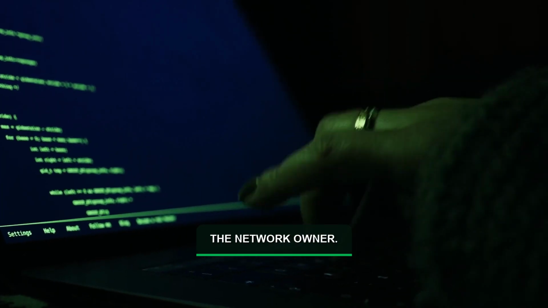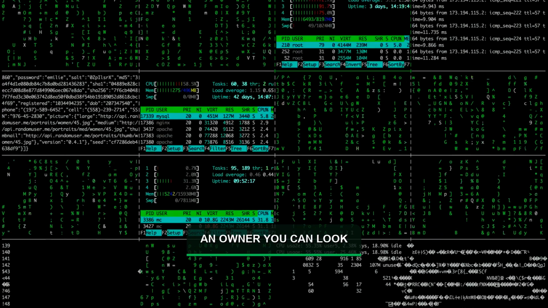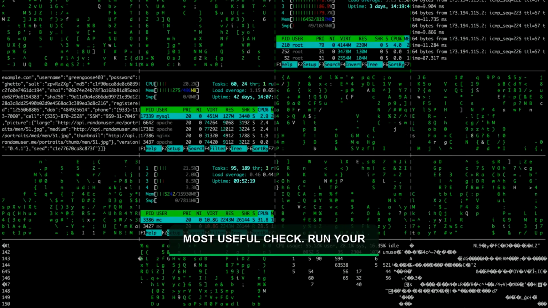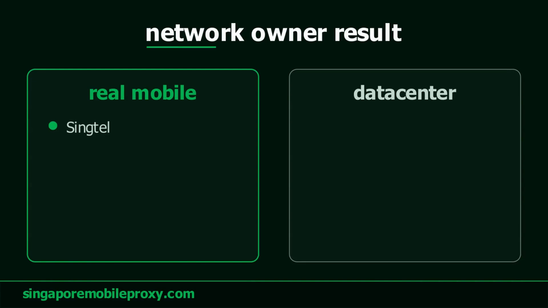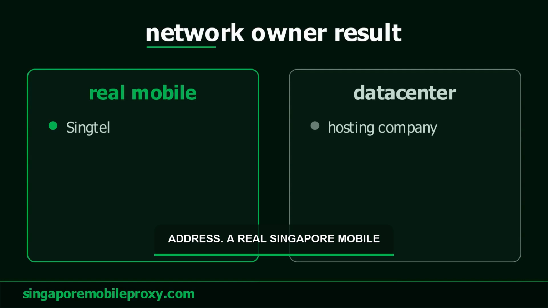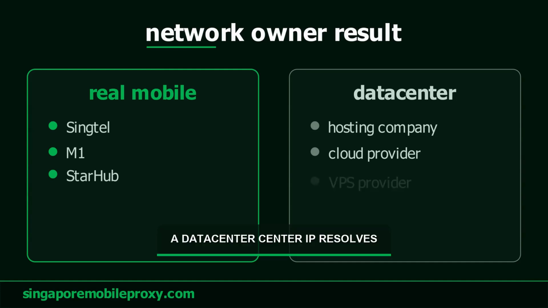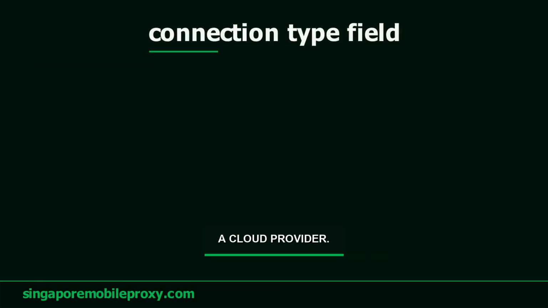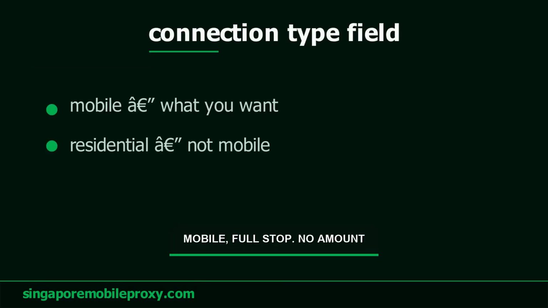Check 1 is the network owner. Every IP belongs to a network, and that network has an owner you can look up. This is the single most useful check. Run your traffic through the proxy, hit an IP intelligence endpoint, and read who owns the address. A real Singapore mobile proxy resolves to a carrier: Singtel, M1 or StarHub. A data center IP resolves to a hosting company or a cloud provider. If the owner is a hosting company, it is not mobile, full stop. No amount of marketing changes who owns the IP.